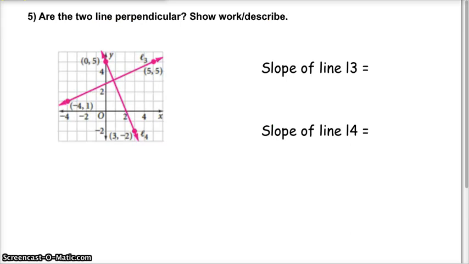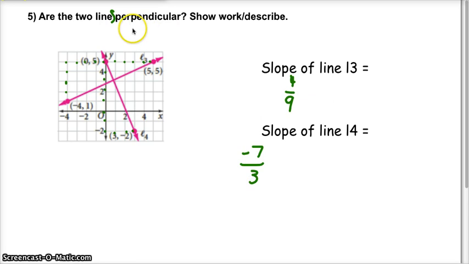It says, are the two lines perpendicular? Show, work, or describe. So we need to find the slope, and here's line L3. So rise 1, 2, 3, 4 over 1, 2, 3, 4, 5, 6, 7, 8, 9. So I said 4 over 9. Now the slope of L4 is this one here. Down 1, 2, 3, 4, 5, 6, 7 over 1, 2, 3.